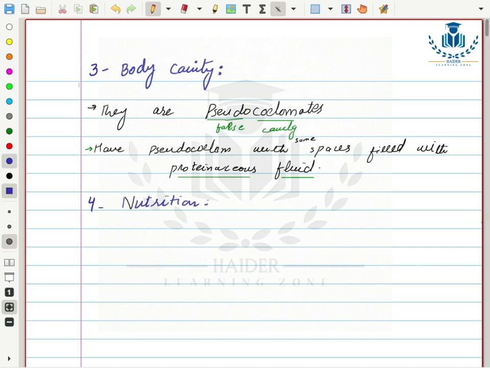Next property is nutrition. Nutrition means what they feed on, what is their food. Basically there are two categories in nutrition. Some are free living, means they are not parasitic, they find their own food and then digest it. While others are parasites, means they get food from their host, the gut, and in return most of them also harm their host. So these are two categories.